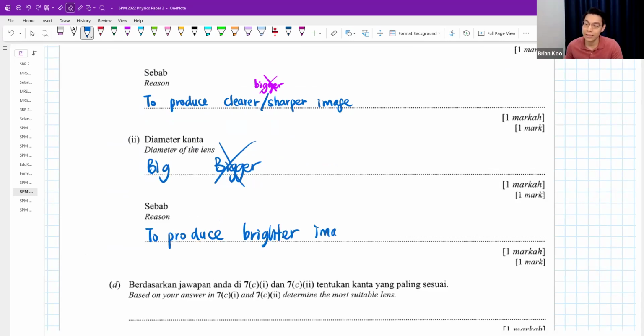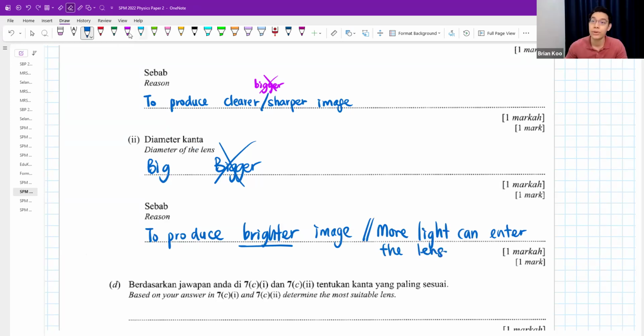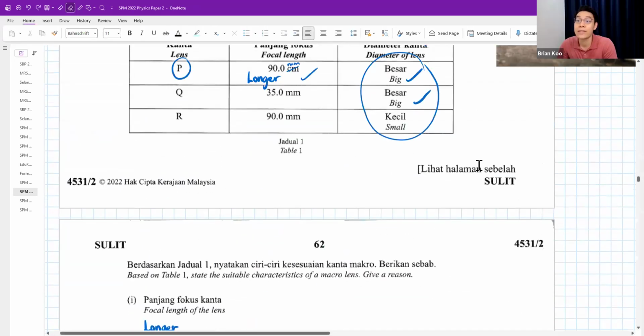If you have a big lens, more light can enter the lens. It doesn't make the image bigger or what. It will just make the image become brighter, because a big lens means a lot of light can go in. That is the best word to talk about. Or you can say more light can enter the lens. And so P is the best choice. P is the most suitable lens.